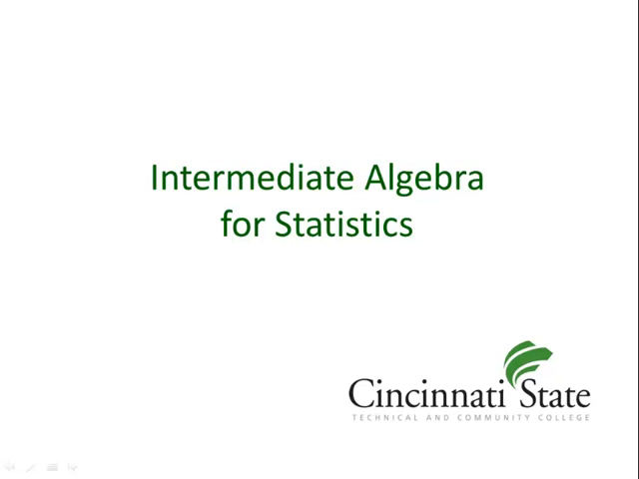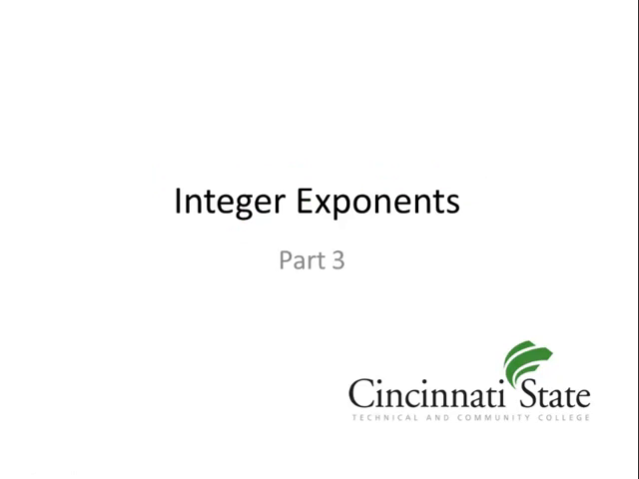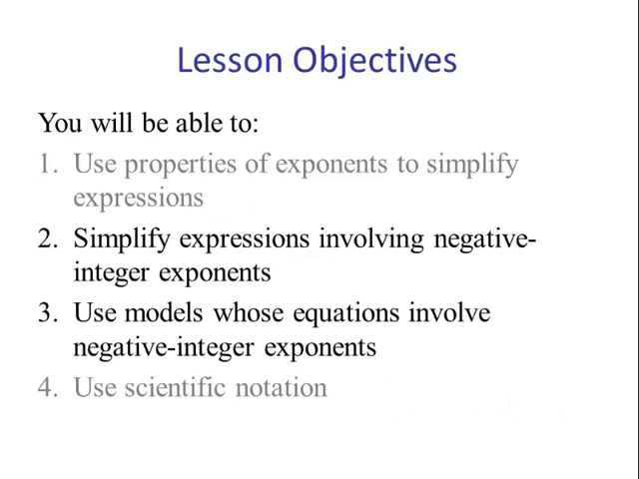Intermediate Algebra for Statistics, Integer Exponents, Part 3. Lesson Objectives: Simplify expressions involving negative integer exponents. Use models whose equations involve negative integer exponents.